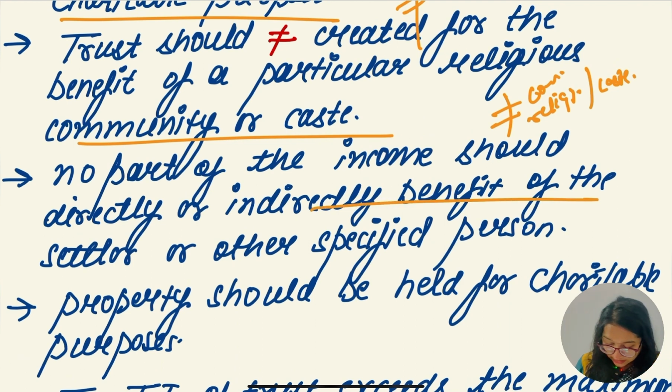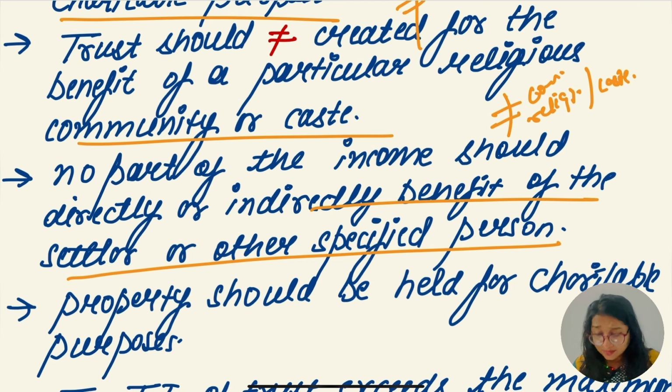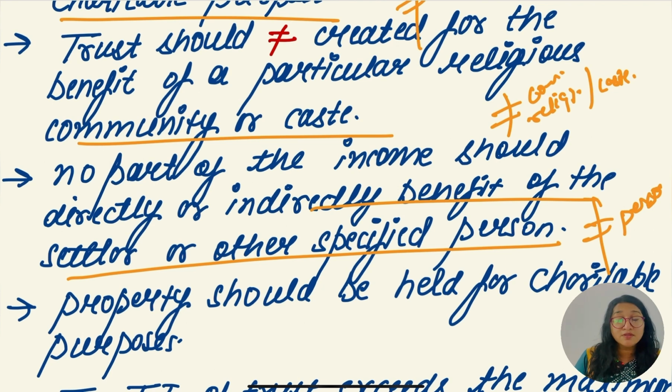No part of income should directly or indirectly benefit the settlor or any other specified person. Definitely it should not be done for a particular caste, religion, person, or community. It should not benefit any one person, or that person's relatives or family. If the trust is formed only to benefit a person, his relatives and his family, then that person who formed the institution cannot avail the benefit of the trust.